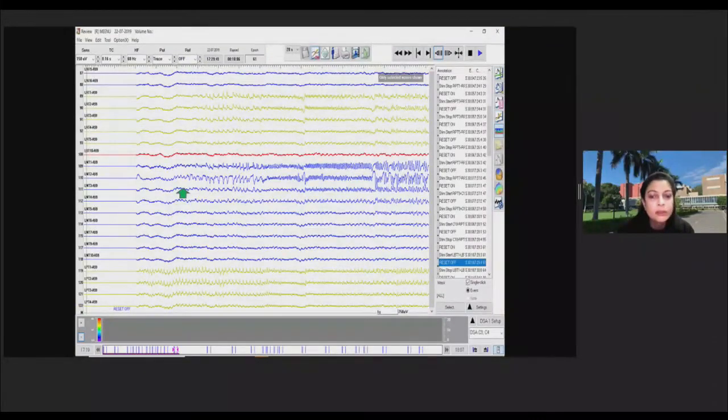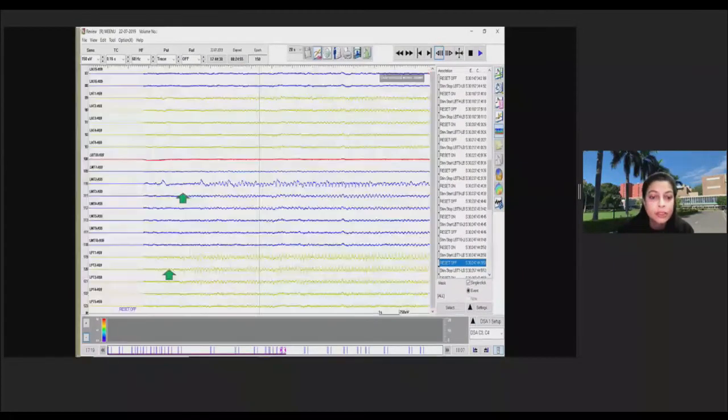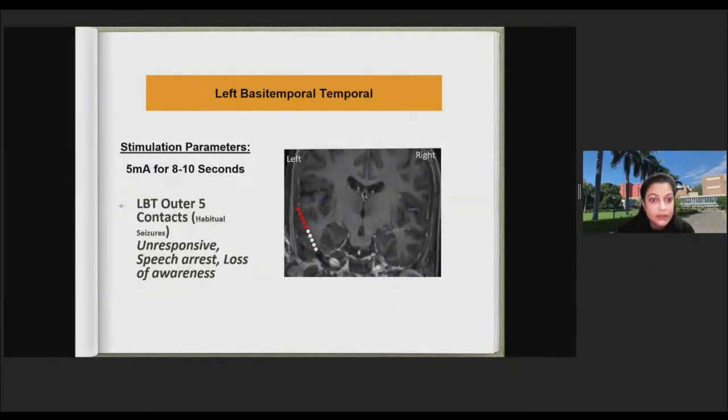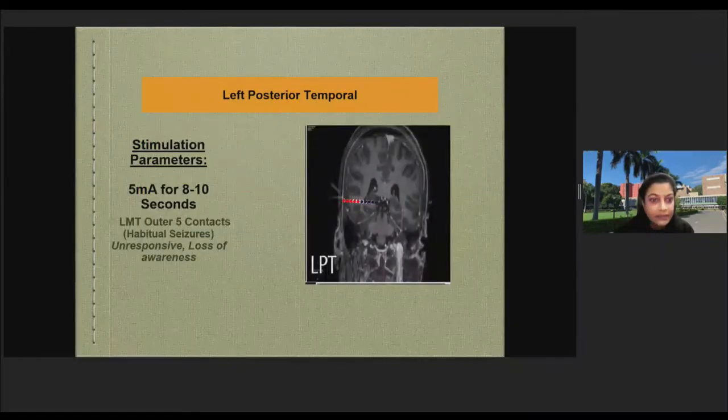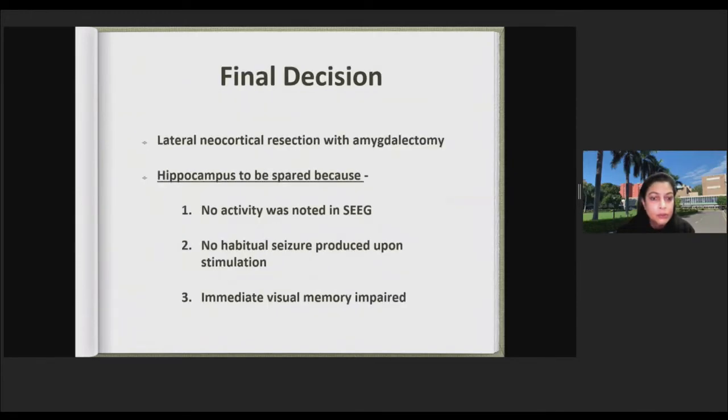So pretty much the same pattern was seen in all the events, whether they were stimulation-induced or they occurred during stimulation or they occurred spontaneously. So to conclude, the SEEG implantation confirmed that there were habitual seizures which came from the left middle temporal inner contacts, the left anterior temporal outer contacts, and also the left posterior temporal, without involving the comprehension areas. So with this, we went ahead. There was no activity recorded from the cingulate or the insular or any of those electrodes.